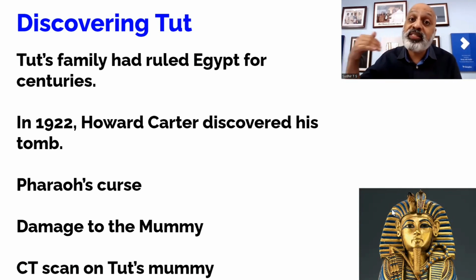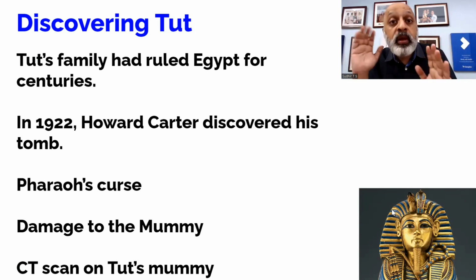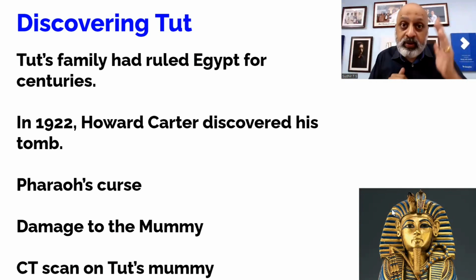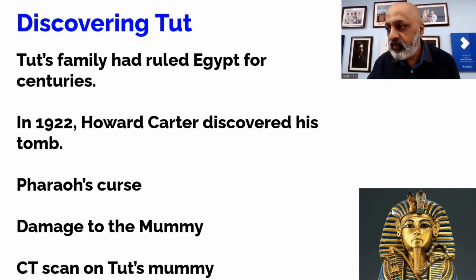And thereafter a CT scan was done. A CT scan, which is done on human beings, was done on a mummy for the first time. So King Tut established something new in that sense. A CT scan was done on him to establish that no damage had been done to Tut's mummy. That is something very important.